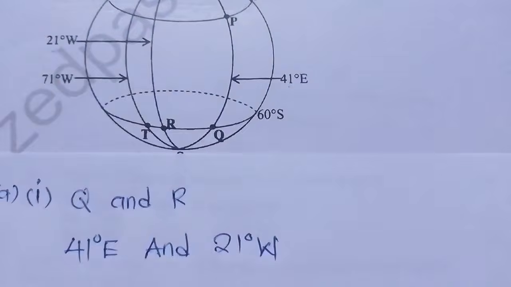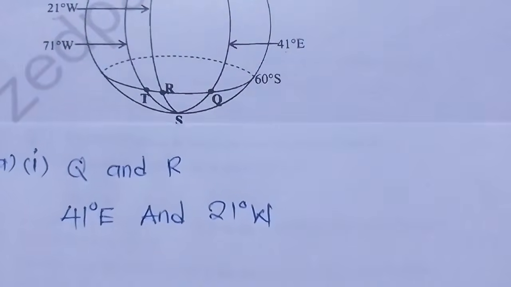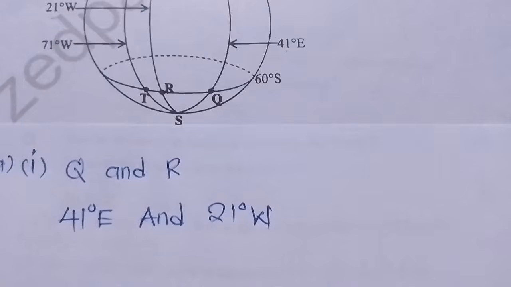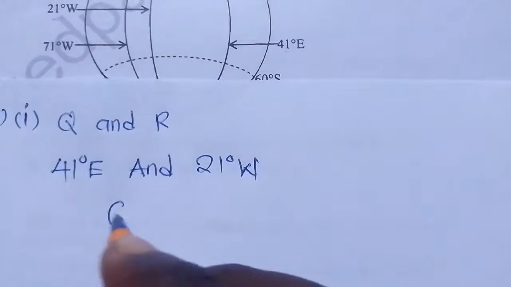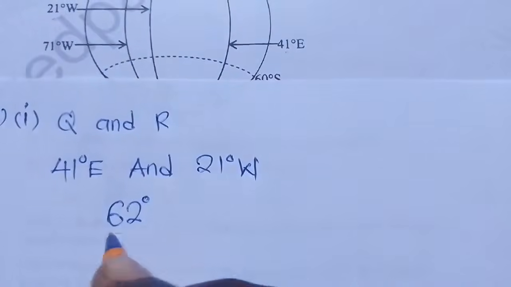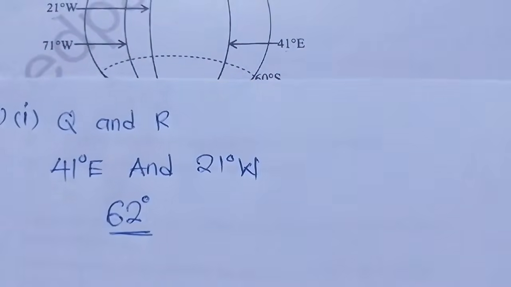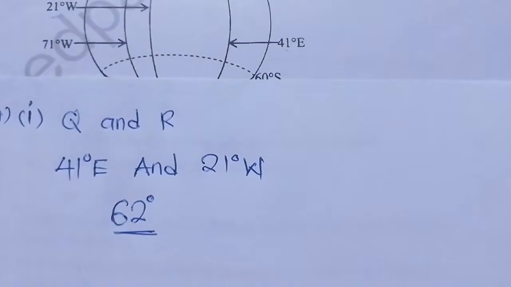So how do you find now the difference? If you're having different directions, you just need to add. So we just add 41 plus 21. So you're going to get 62. So that's your difference. It is what? 62. So just say 62. That's the difference. So different directions you add. Same directions you subtract. So this is how you need to do it.